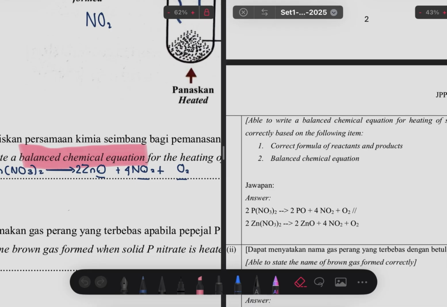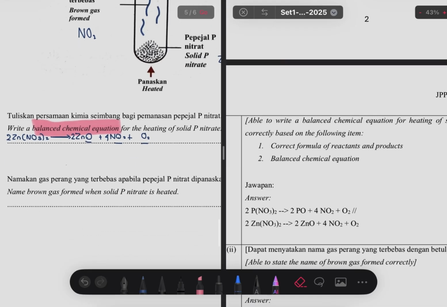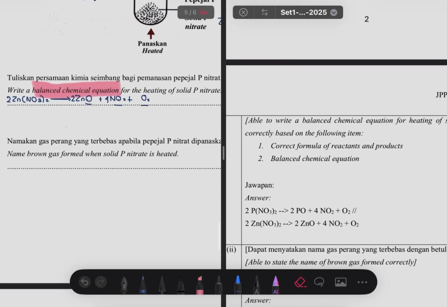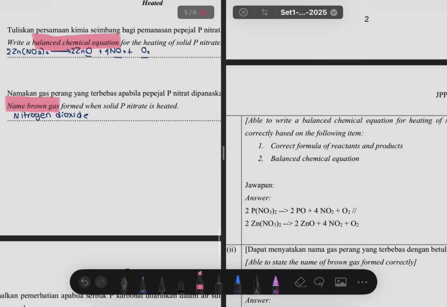plus O2. Yep, I'm right. Now name brown gas. Name brown gas formed when solid P nitrate is heated. It's nitrogen dioxide. It said name, so do not write the chemical formula. Name brown gas. The observation.